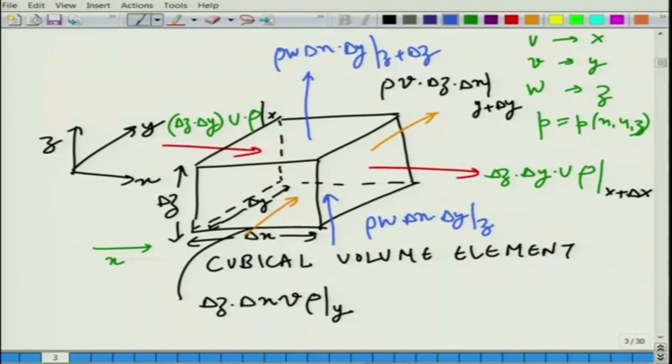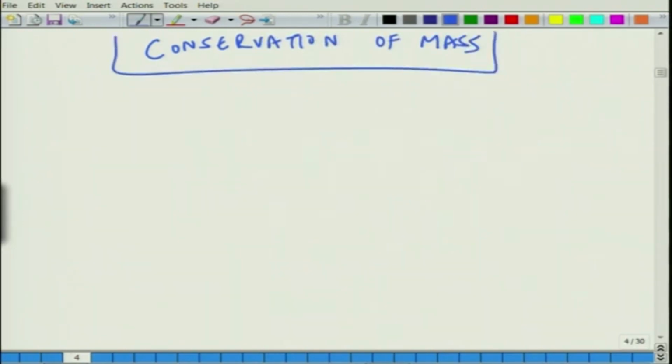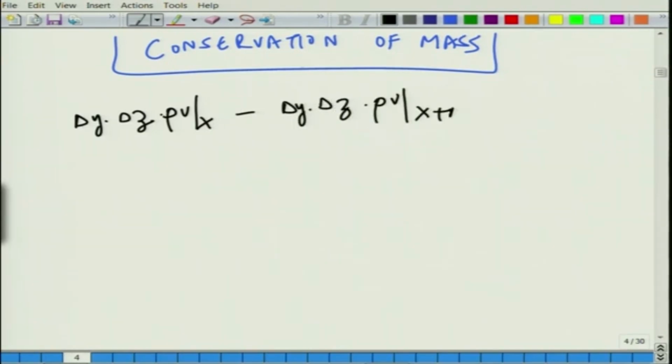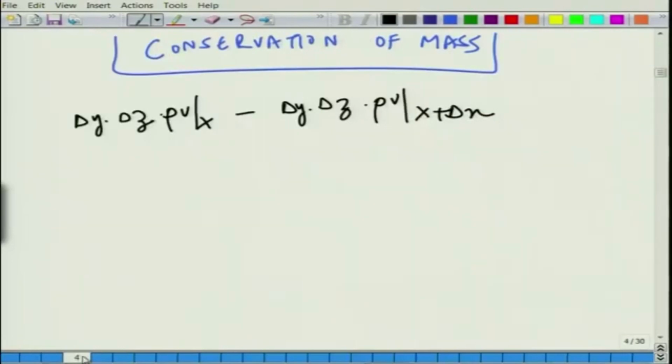So, naturally the next step is basically to balance out this thing. We are heading towards what is known as conservation of mass. So, what is the difference now? Delta y into delta z into rho u at x minus delta y into delta z into rho u at x plus delta x. This is the difference of the mass that enters here and the mass that leaves here. So, the difference of that will give you the net amount of mass that exits the system.